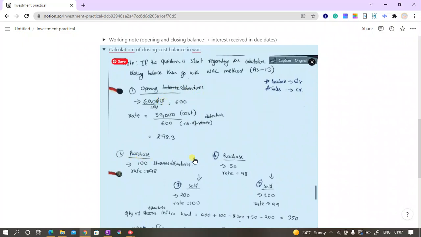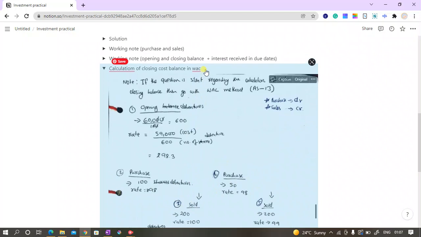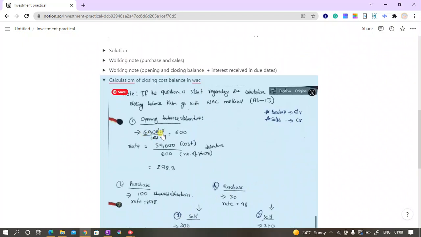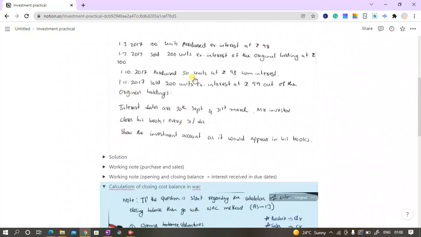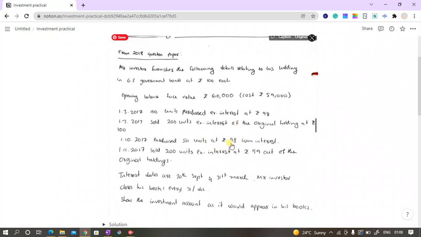So first of all we have to take the opening balance, then purchase, then sales, and the sales we have to deduct. So opening balance was 60000 shares, divided by 100, the amount we will get is 600 debentures. Now to calculate the rate here, note here.